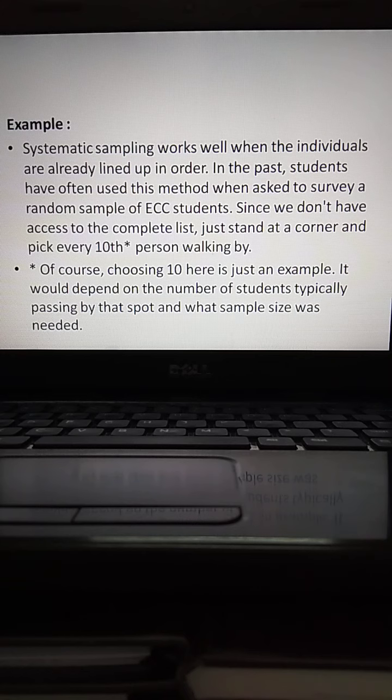So here 10 means randomly chosen. It would depend on the number of students typically passing by that spot and what sample size was needed. The basic thing you need to remember is that while applying a systematic sample, all the units should be labeled. You need to find out the K value and pick by maintaining that gap.